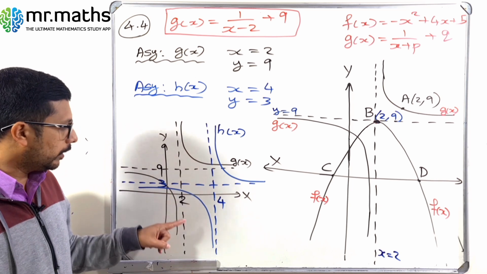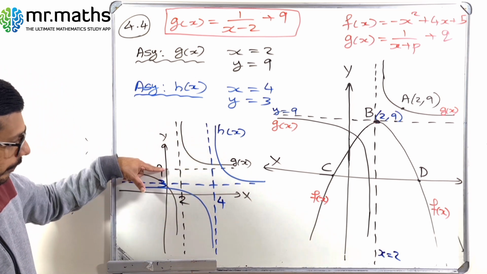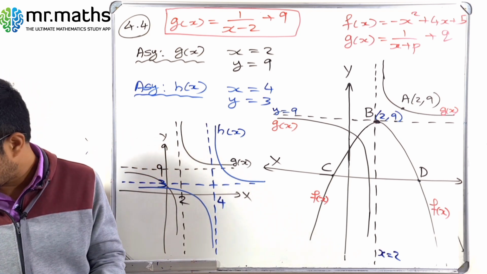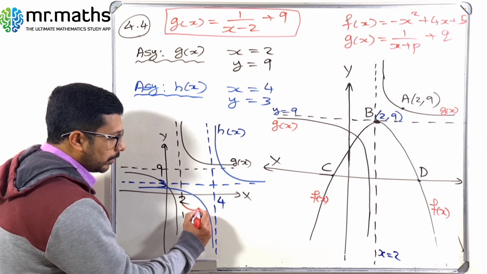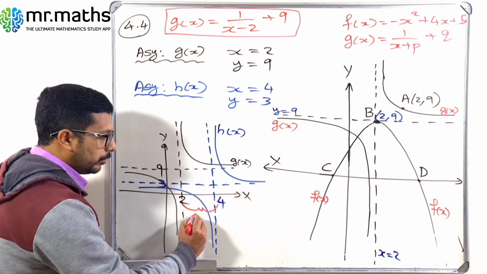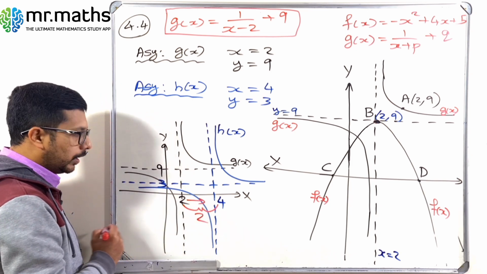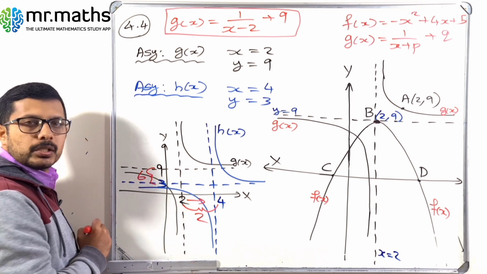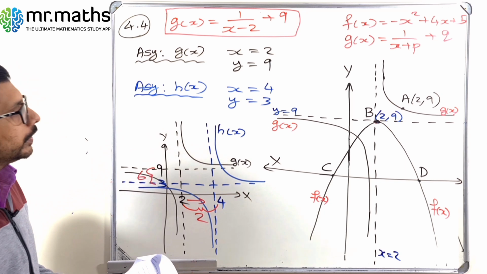Then what happened? This g of x graph, from 9, is shifted 3 units downwards. Am I right? So this graph is shifted how many units to the right? 2 units to the right. Then here, how many units? 6 units in the downward direction.